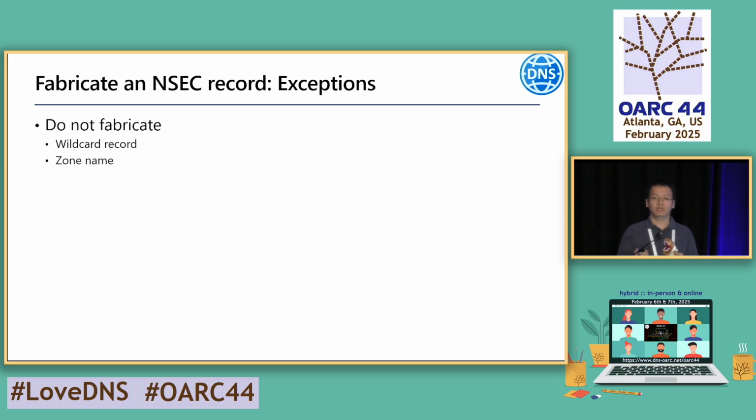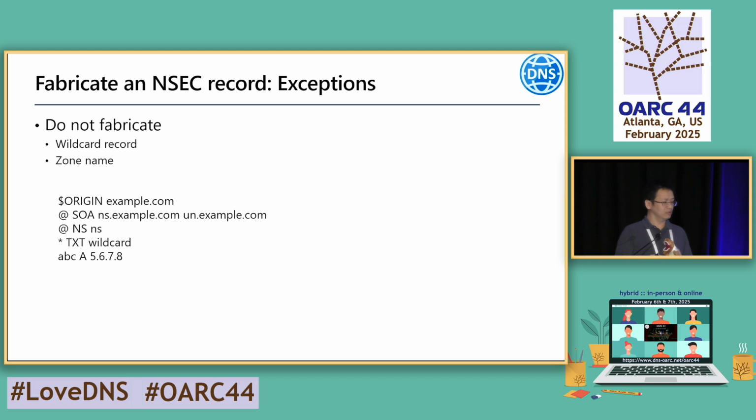There are some exceptions where we don't need to do the NSEC fabrication. Like for this example zone file, if the query name is 123, the real NSEC previous name will be the wildcard record. So in the response, we'll use the wildcard signature. Basically the server already tells the client, I have this kind of wildcard record. So we don't need to do fabrication for the wildcard record.